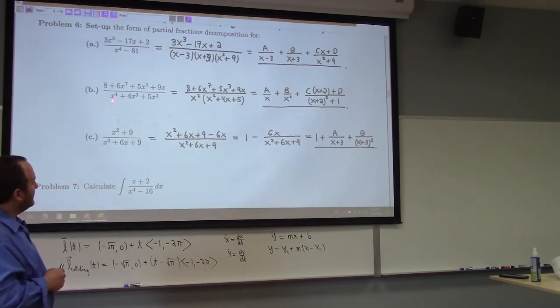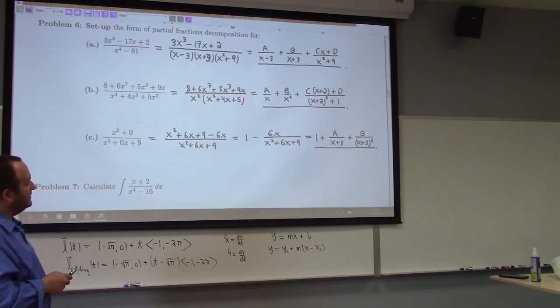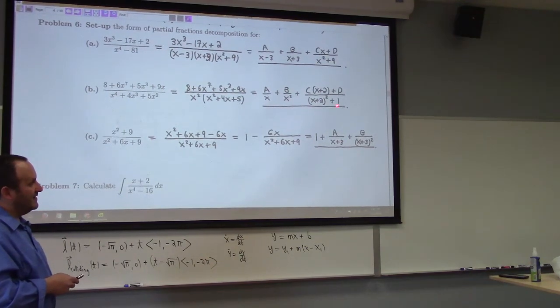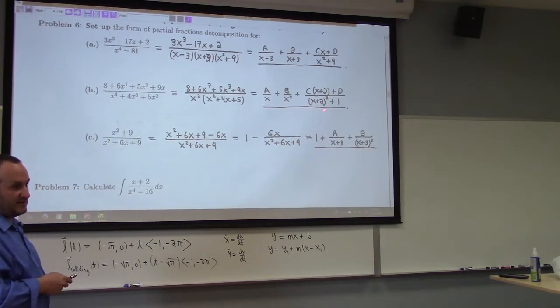This one, you can factor out x squared. This is irreducible. It's complete the square. You got a sum of squares, right? So this one here, another acceptable answer would have been cx plus d divided by that. You know, that's also considered partial fractions. The reason I write it this way is if you're actually going to do the integral, this would set you up for an easy integral.